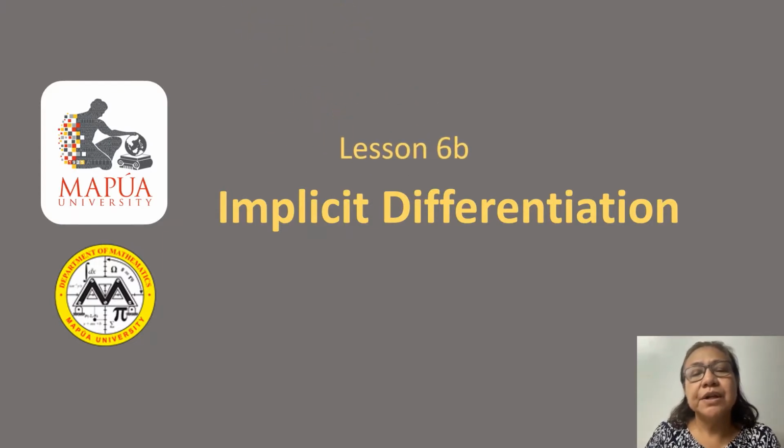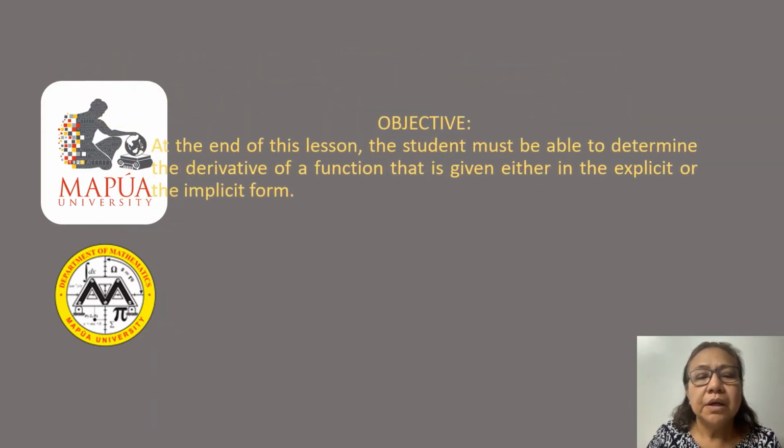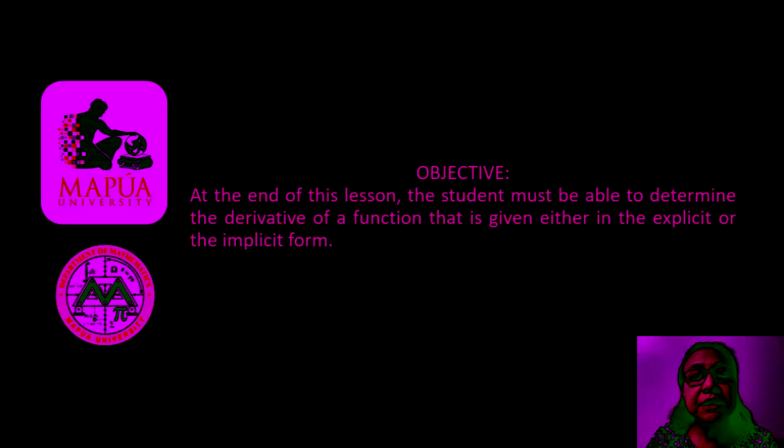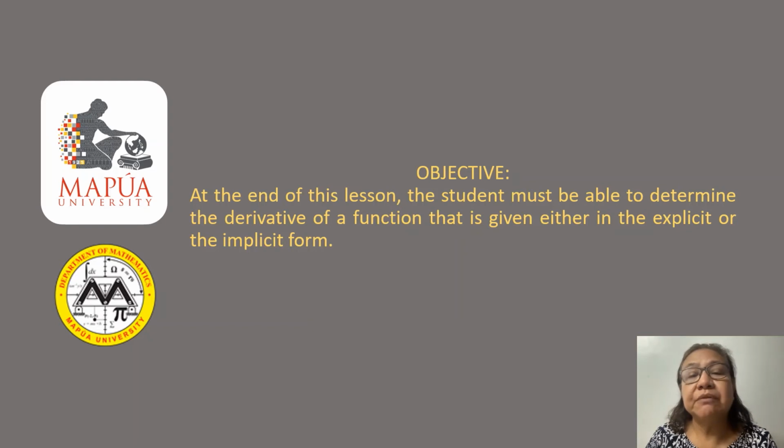This lesson is about implicit differentiation. In this lesson, you must be able to determine the derivative of a function that is given either in the explicit or in the implicit form.